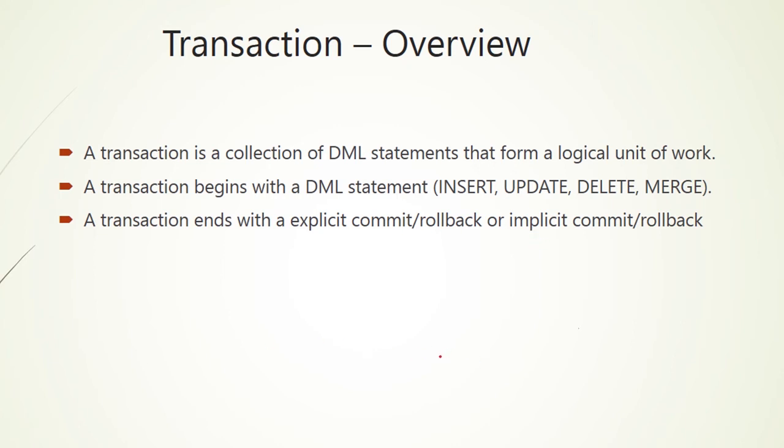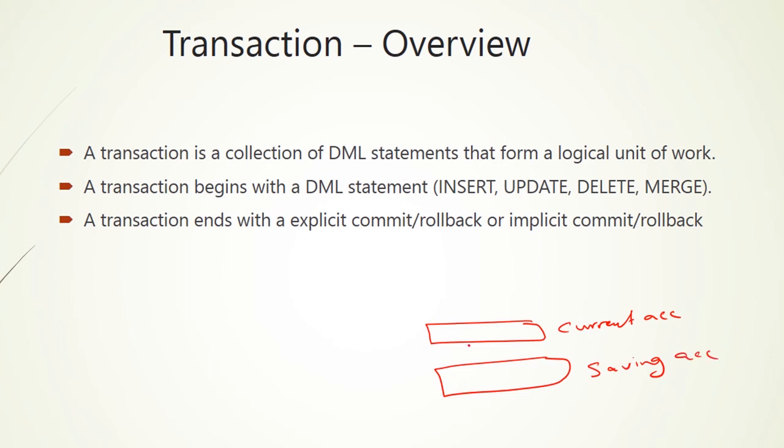To understand the idea of the transaction, let's assume that you have two bank accounts. This is the current account and this is the saving account. The balance of your current account is, for example, $1,000, and the balance of your saving account is $4,000. You want to transfer $500 from the current account to the saving account.